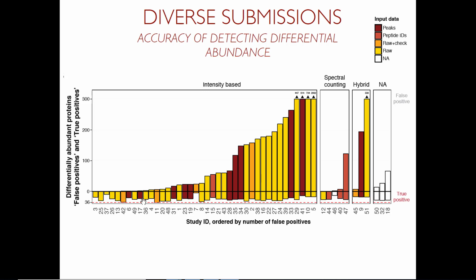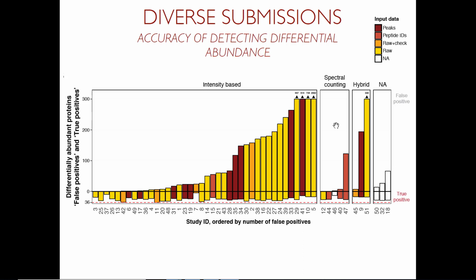So there is quite a bit of difference between these submissions, which had some false positives but mostly true positives, and these submissions, which had a tremendous amount of false positives. So this one, I don't know if you can read, they reported 2,000 differentially abundant proteins here, right? And this reported 700, and so on.